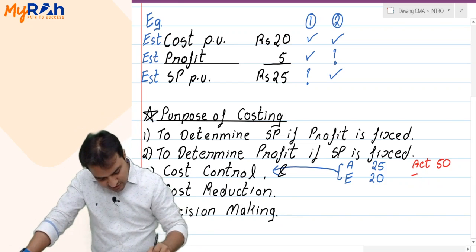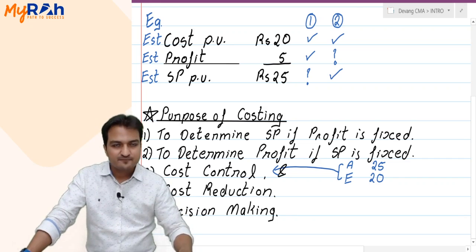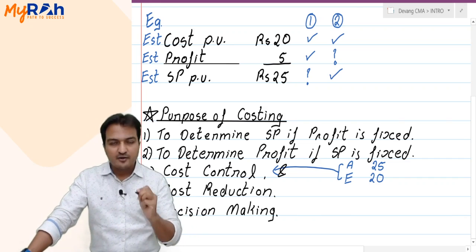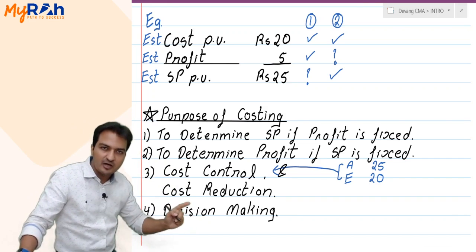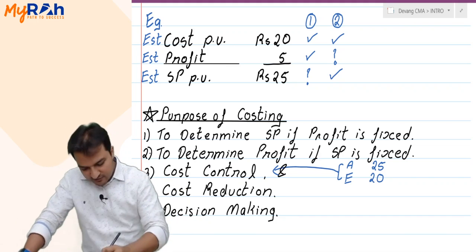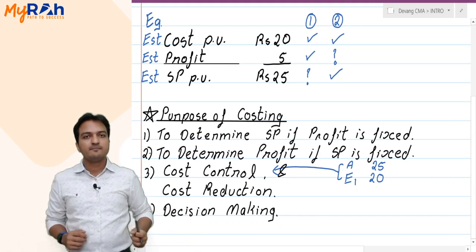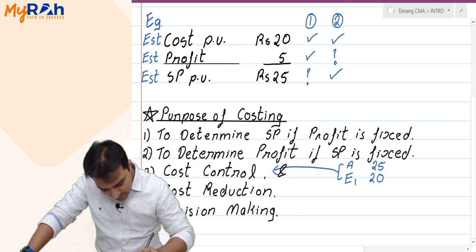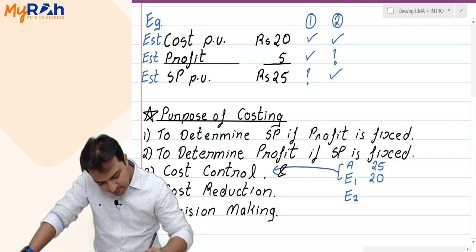While cost reduction is something more advanced. Listen to this. Cost reduction means to bring the estimate further down. Say, let me call this estimate as estimate 1. Now, I want to bring that estimate further down to estimate 2.